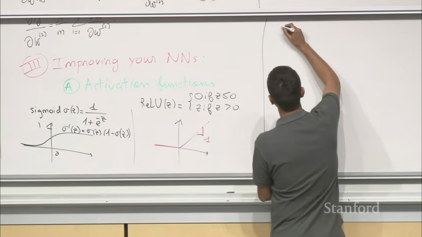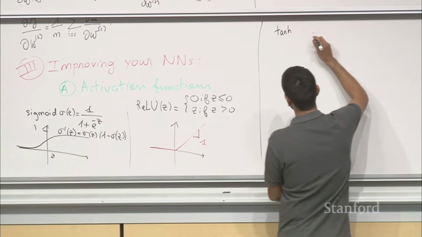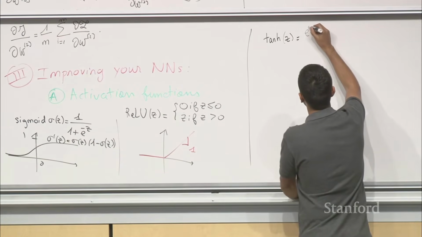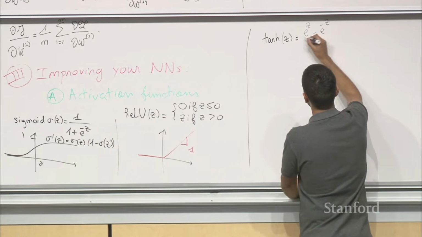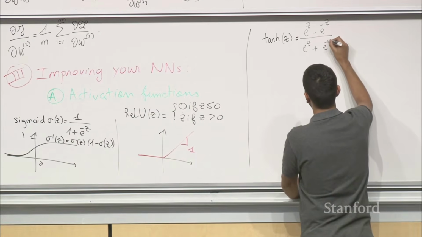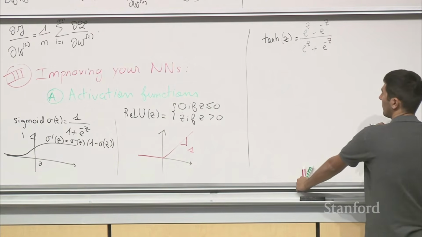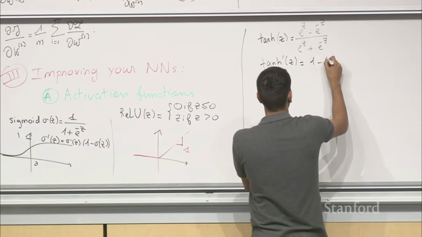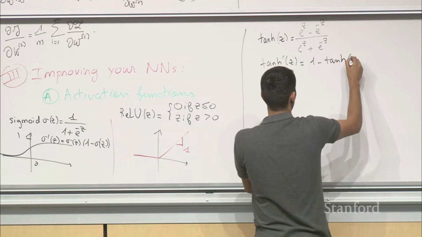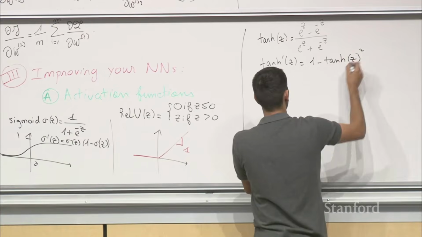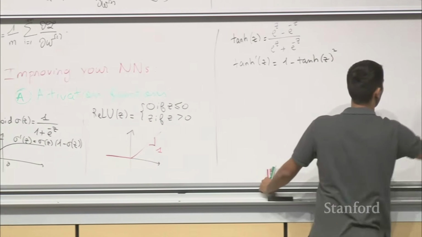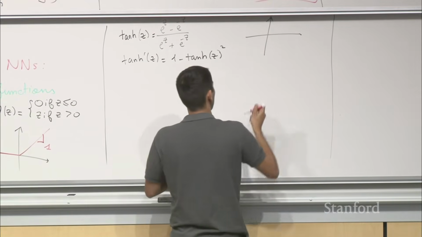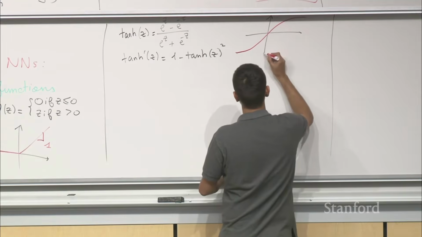And finally, another one we are using commonly as well is tanh, so hyperbolic tangent. And tanh of z equals exponential z minus exponential minus z over exponential z plus exponential minus z. The derivative of tanh is 1 minus tanh squared of z. And the graph looks kind of like sigmoid, but it goes between minus 1 and plus 1.